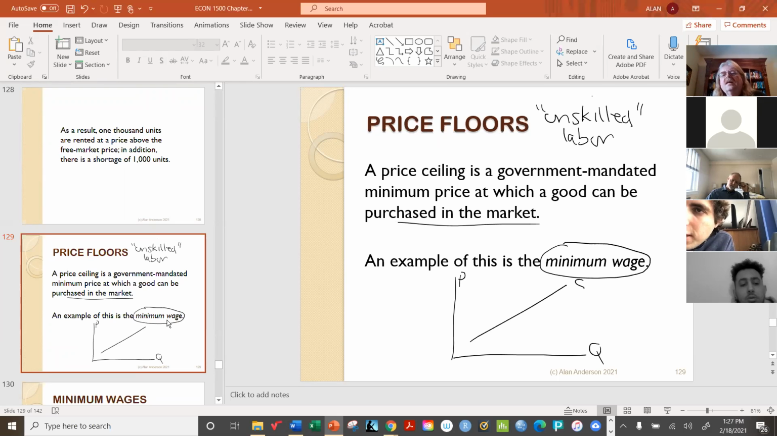Is the word price ceiling a typo? Oh, you're right. This is a typo. Thank you for catching that. Yes, that was supposed to say floor. Oops. I'm glad that you are a detail person, because I didn't notice it myself. This slide, I'll make a change.